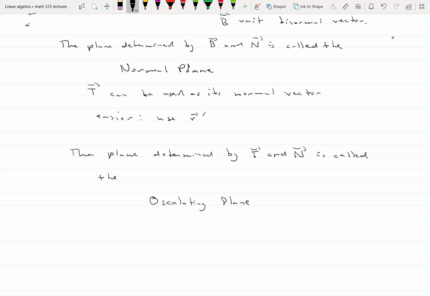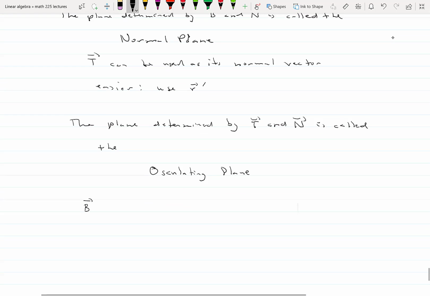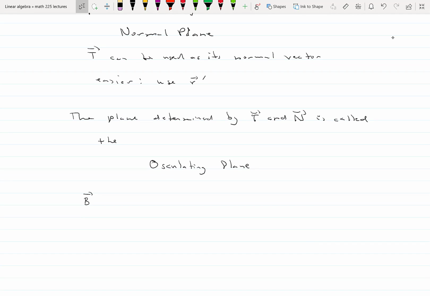B can be used as its normal, but it's not a good idea. I haven't shown you formulas for finding N and B, but the formula for actually finding B is kind of rough. B can be used as the normal for the osculating plane, for this plane. But it's better to use a different normal, and we'll see that in a moment.